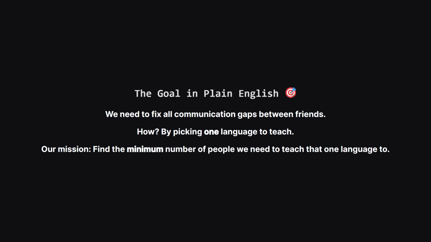So let's simplify that. Imagine you're a language teacher for this social network. You see some pairs of friends who can't talk to each other because they don't have a language in common. You're given a budget to teach only one language of your choice. To be as efficient as possible, you want to teach this language to the absolute minimum number of people to solve all of these communication problems.